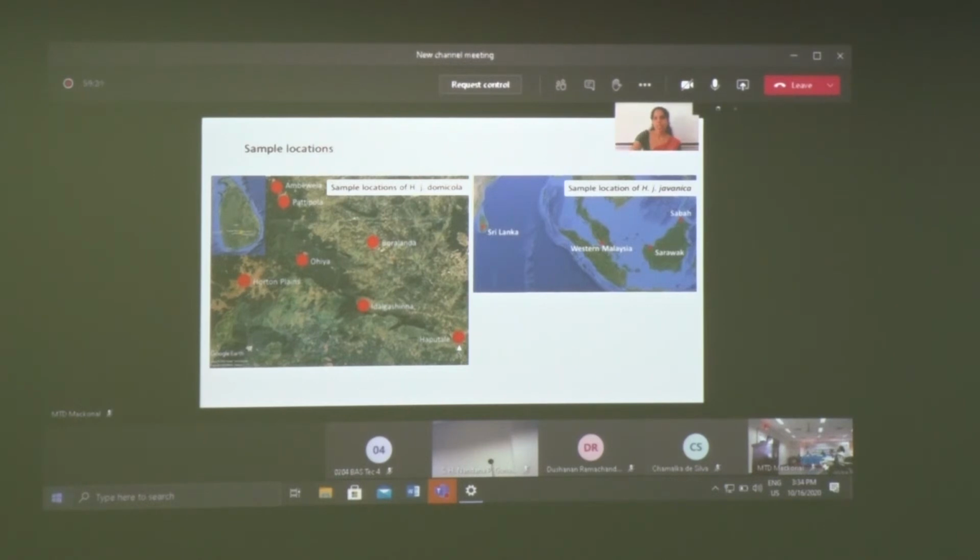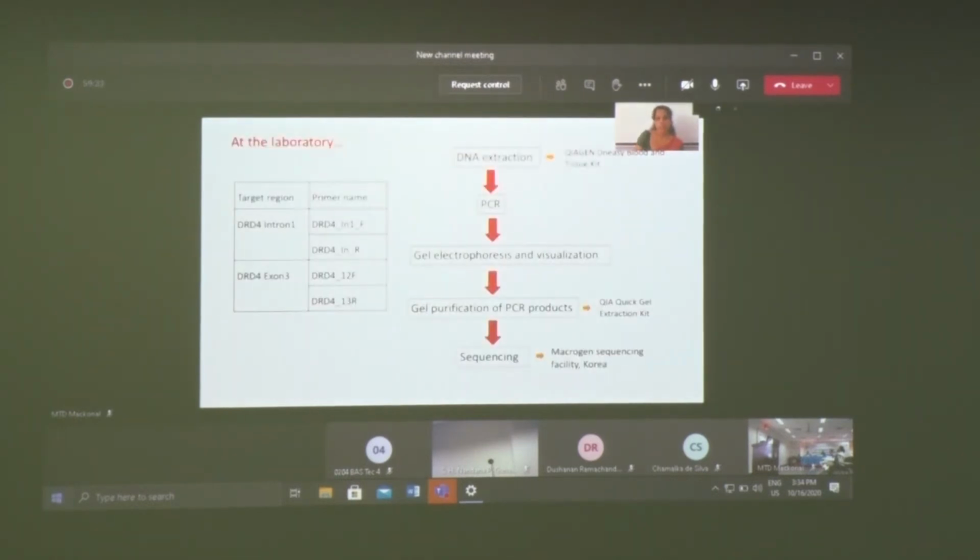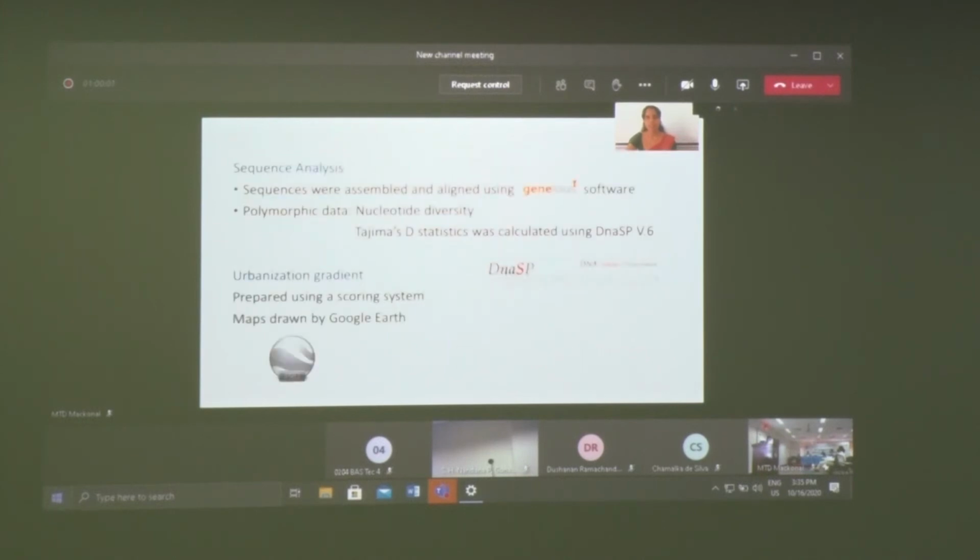At the laboratory, I extracted DNA using a Qiagen DNA blood and tissue kit. Two regions of the DRD4 gene that were suspected to have polymorphisms were amplified using PCR. These two regions were the first exon of DRD4 and the third exon of DRD4. These were the primers I used for identification. And the resulting PCR products were gel purified using a Qiagen gel extraction kit, and were sequenced in both the forward and reverse direction.